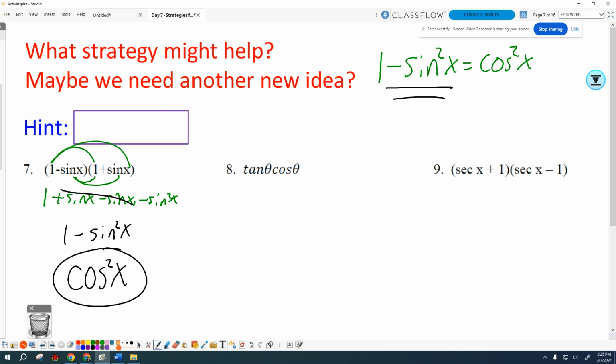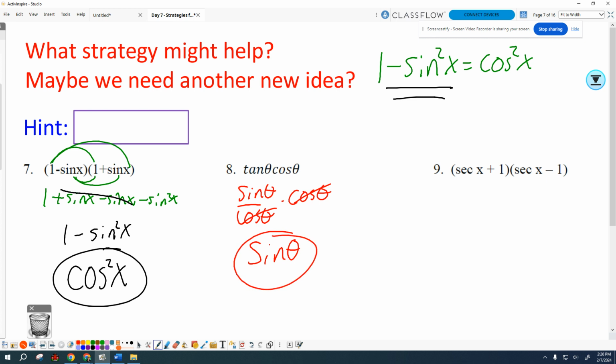Sorry, what did you say was the thing we should look for? Squared. In this second problem up here, number 8, do I have a square? Oh, yeah, so it's not. So Erin, it's not a Pythagorean identity kind of thing. So what's another strategy that we might do? Turn tangent into sine over cosine, cancel out the cosines, and you just get sine.